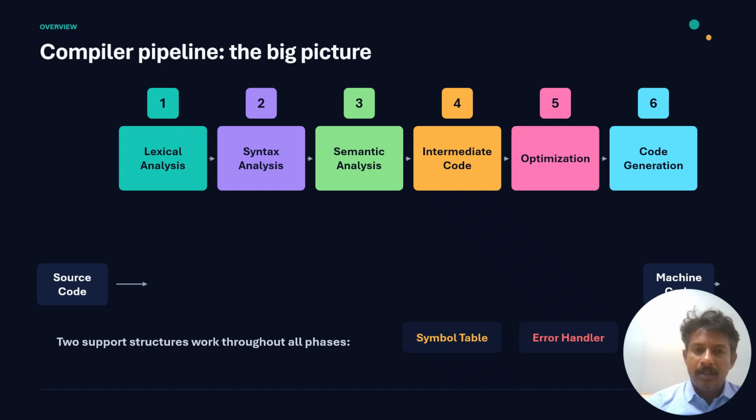After that, optimization improves the code. It tries to make the code faster, shorter, or better. Finally, code generation converts the optimized code into target machine code. So remember this flow: source code goes in, and after many checks and changes, target code comes out.